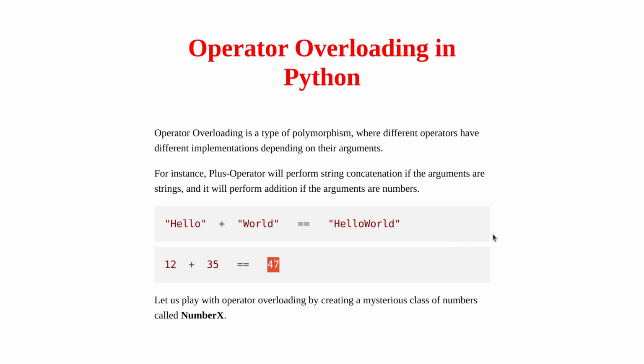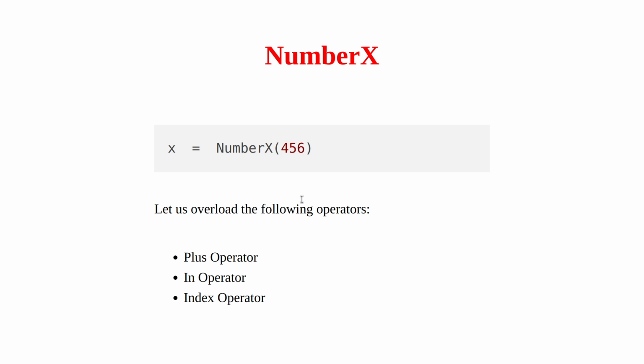Let us play with operator overloading by creating a mysterious class of numbers called numberX. Here you can see a numberX object has been created by passing an integer 456 to the numberX class. Let us overload the following operators: plus operator, in operator, and index operator for this class.